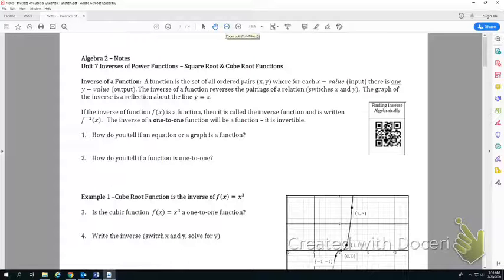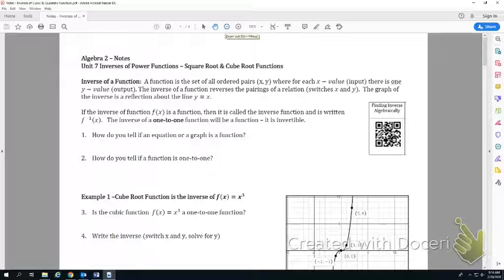So, getting into today's lesson, we're going to talk about the inverse of power functions. Power functions being x squared, which is what we're going to deal with the most, and x cubed, so quadratic and cubic. It says the inverse, talking about the inverse of a function. A function is a set of all ordered pairs x and y where for each x value there is a y value. So hopefully everybody knows that.